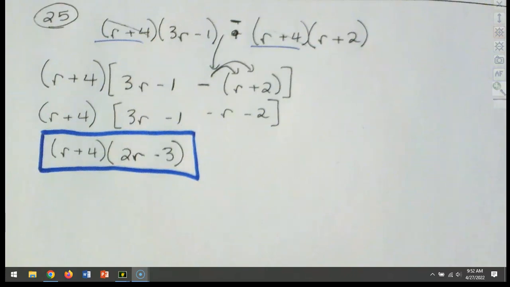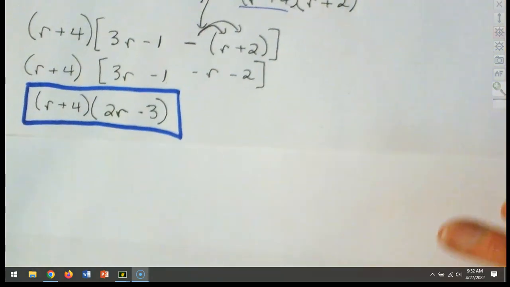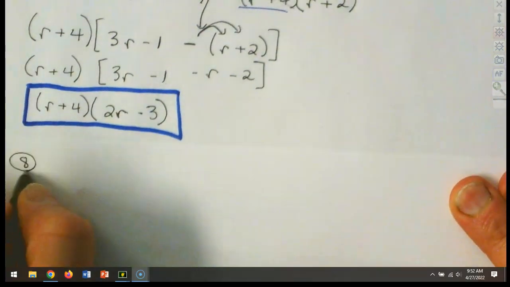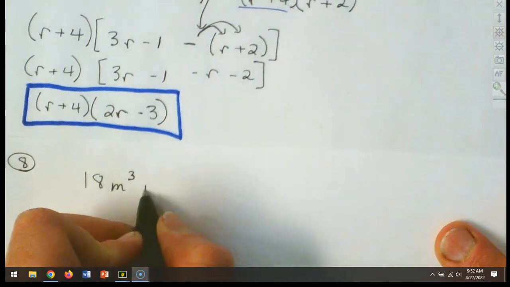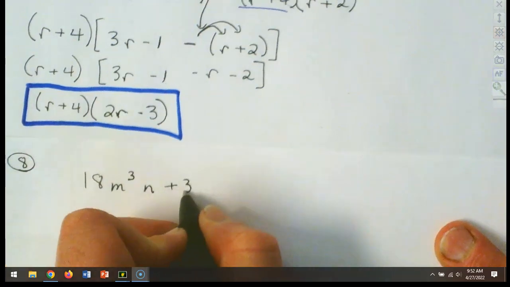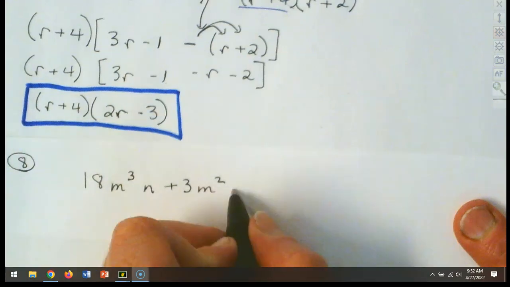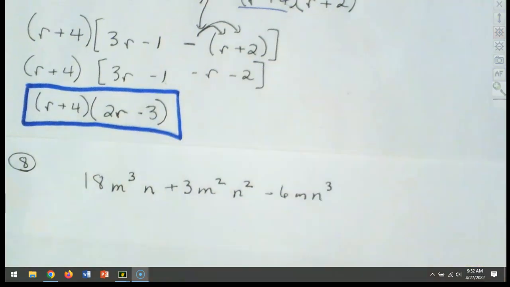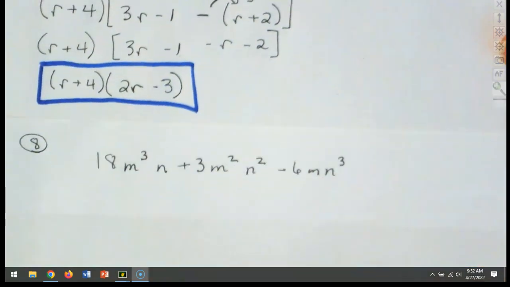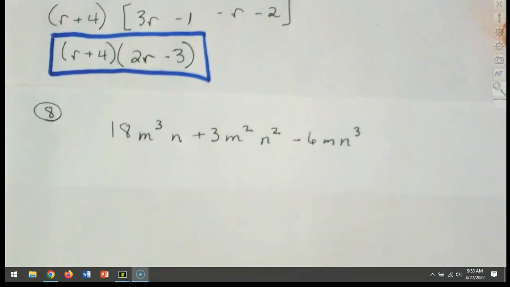Let's do another one. How about question 8? Okay, let's go back and look at question 8. So we've got 18m cubed n plus 3n squared minus 6mn cubed. So, does anyone have any idea what I should do first? If you were looking at this question, what should you do first?